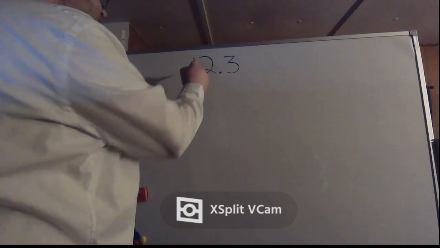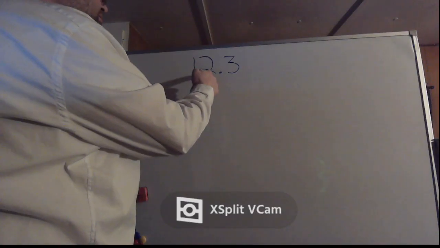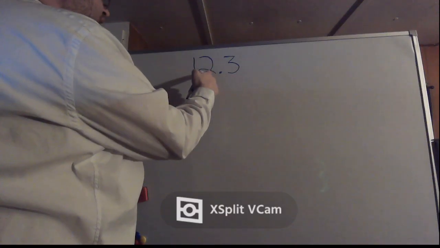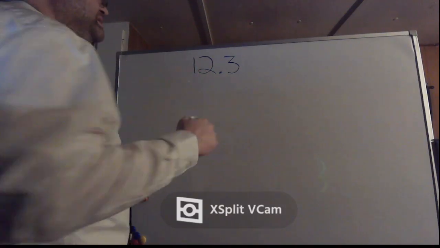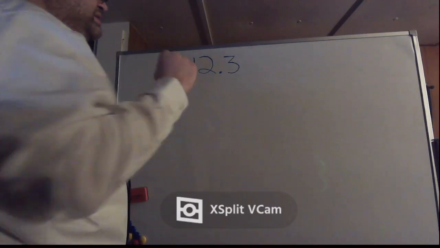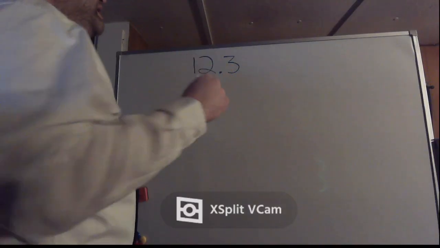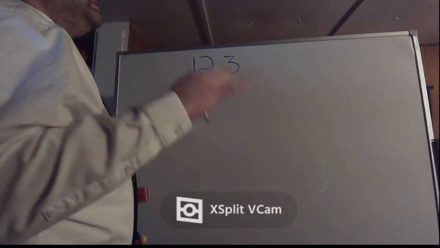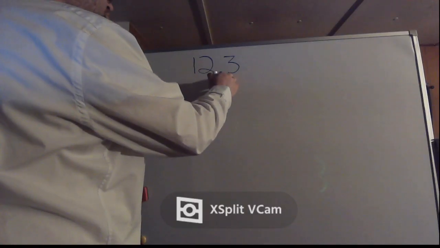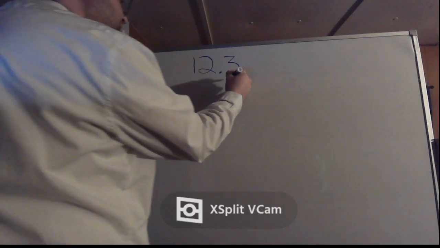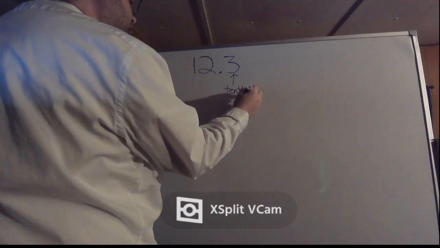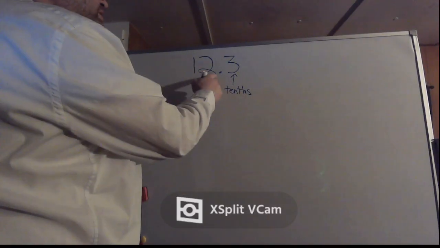So let's say I had 12.3. Well, everything to the left of the decimal is a whole number. So I have 2 in the ones place, 1 in the tens place. If you recall from the first lesson, we defined the hundredths place, the thousandths place, and so on. Everything to the right of the decimal is not a whole number, it's part of a number. If you have just one decimal place, that's the tenths place. So you have 12 and 3/10.